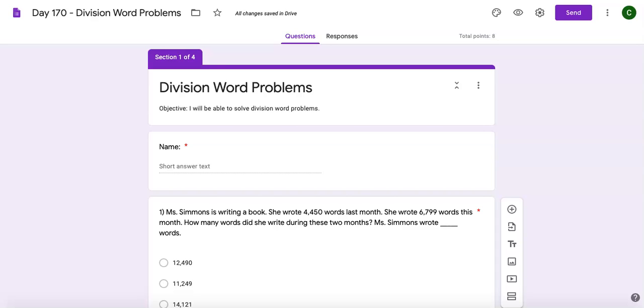Let's go ahead and get into our lesson for today. So we don't have a quiz today because Monday was a holiday. So we're going to continue on with division, but this time we're going to focus on division word problems.